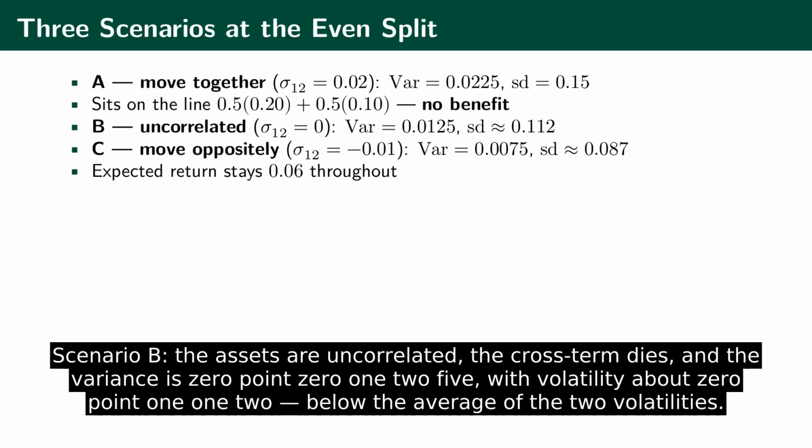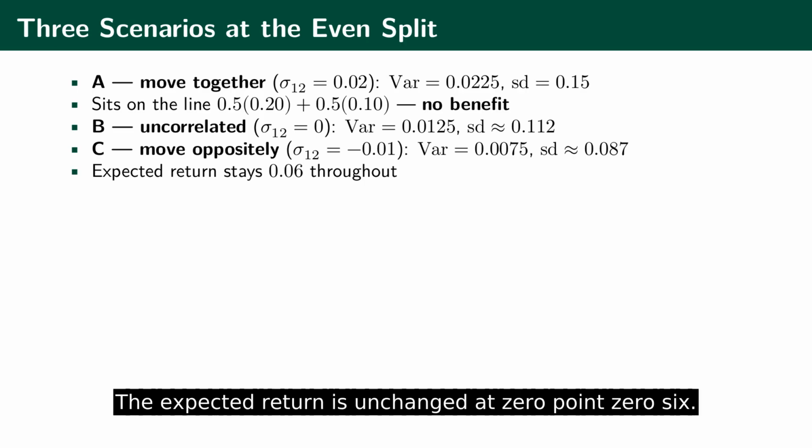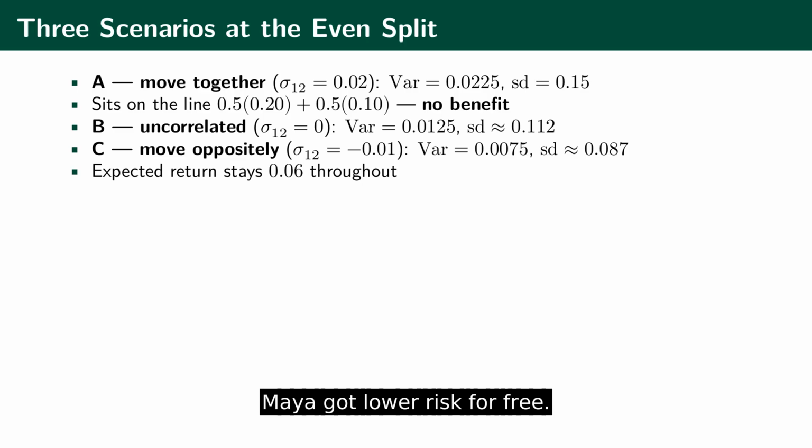Scenario B. The assets are uncorrelated, the cross term dies, and the variance is 0.0125, with volatility about 0.112, below the average of the two volatilities. The expected return is unchanged at 0.06. Maya got lower risk for free.